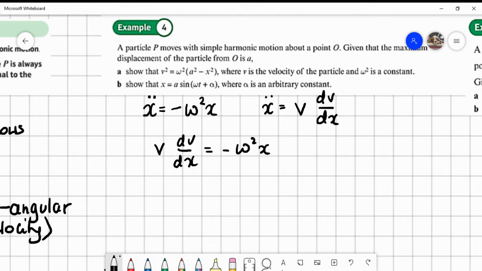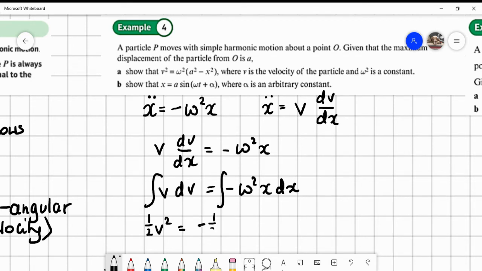a differential equation that needs to be solved, because we are asked to solve it in part A. We are going to be starting with dv/dx and arriving with no dv/dx, so we are going to use separating variables. Then integrate it. So it's going to be a half v squared is equal to minus a half omega squared x squared plus c. Remember, omega is just a number.